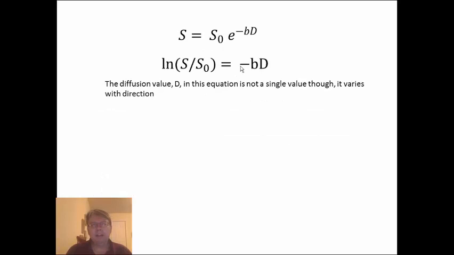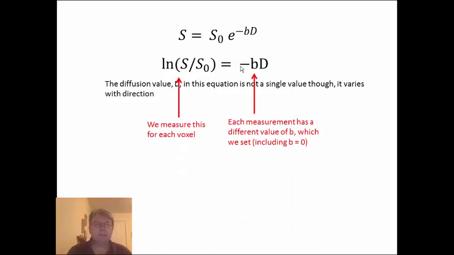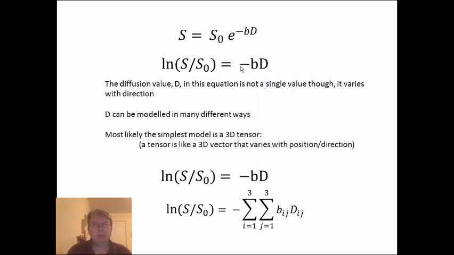Now we're going to calculate the value of D based on a bunch of different measurements of S, given different b values. Okay, so this is our equation here. We're going to turn it around. We take the natural log of both sides, so we can more easily solve for D. Okay. Again, we're going to measure S for each voxel. We set b, calculate S0 and D. We have to take measurements at a bunch of different values of b, not just strength of the gradient, but also directions of b. Okay.